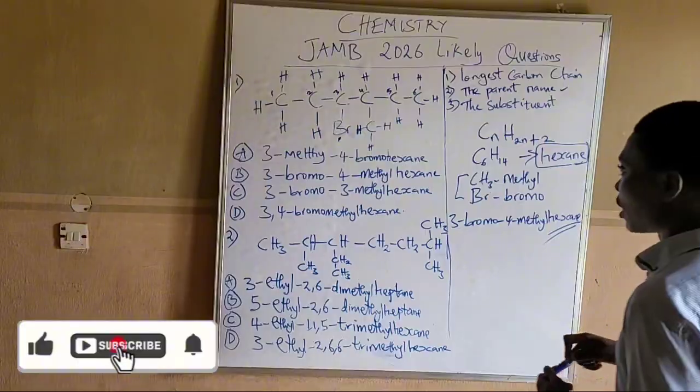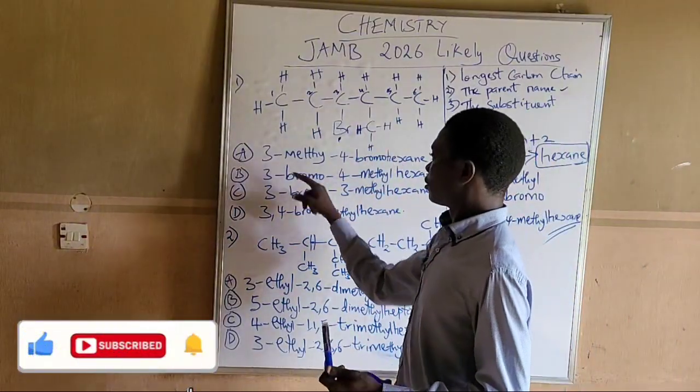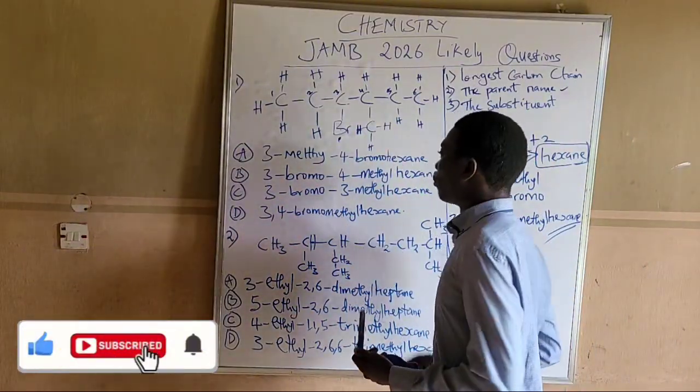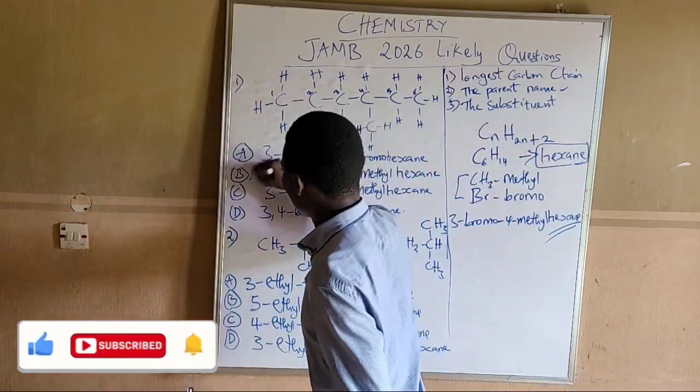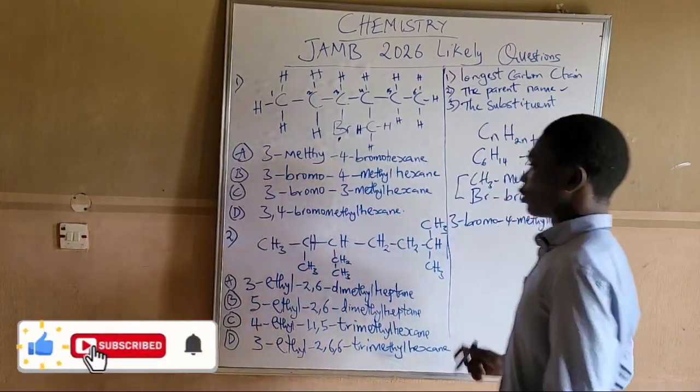Please don't be confused. They are almost similar. Please be very careful. 3-bromo. Bromo comes first before methyl. The correct option there is option B. Take note of that.